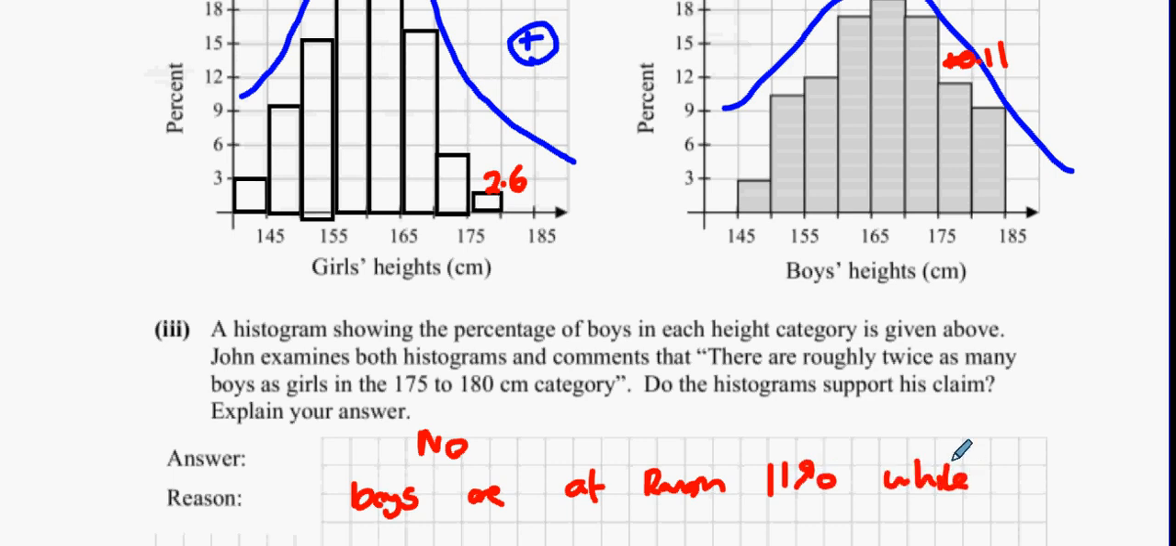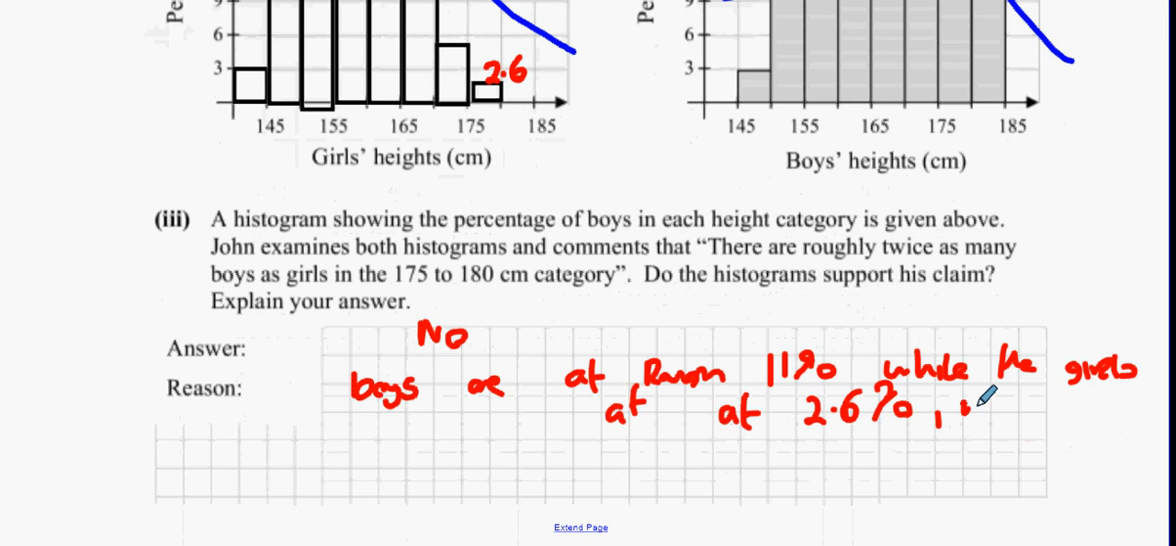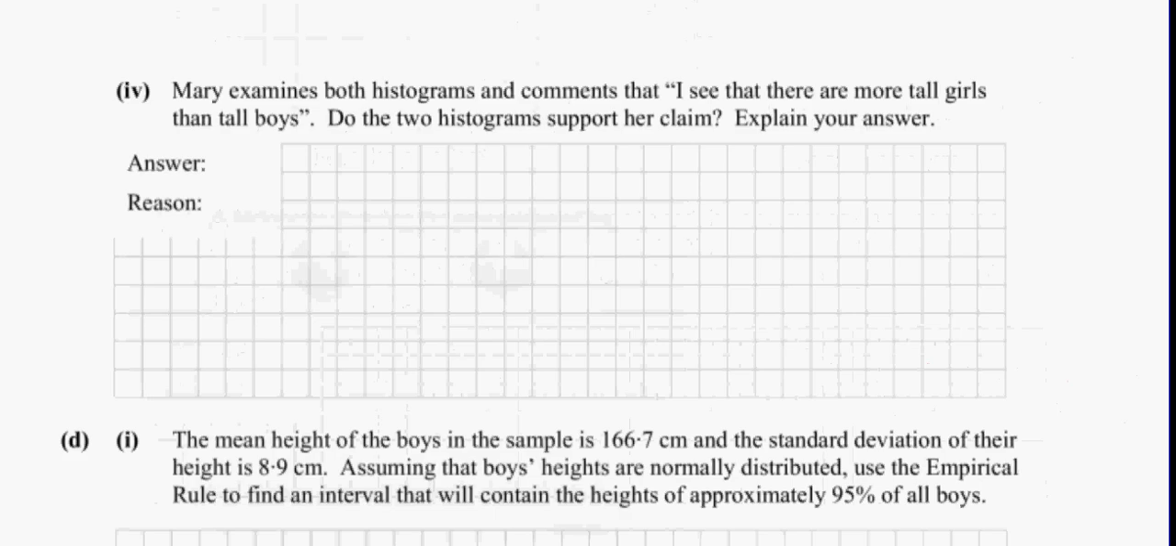while girls are at, was it 2.6%? Which is not a half. Is that okay? Not twice as much. Alright, happy enough with that. Is that it?